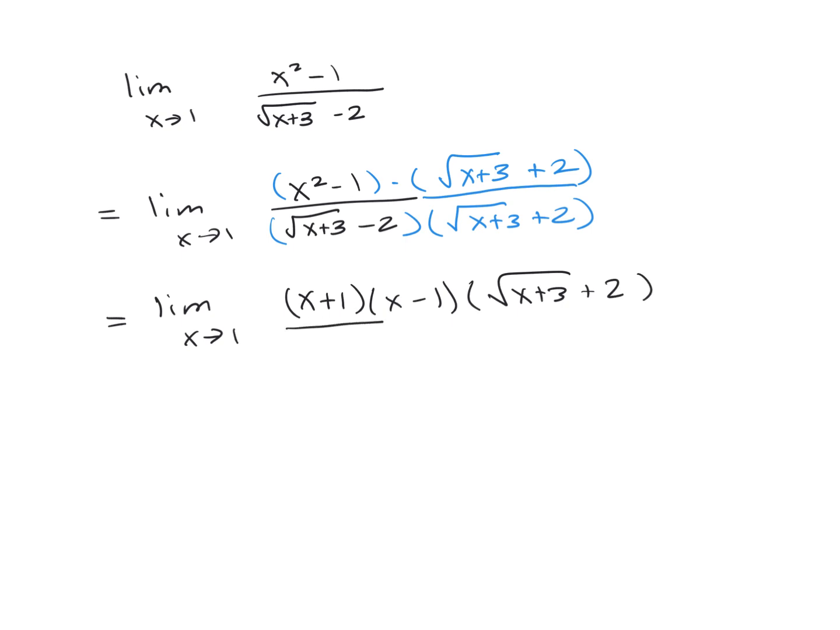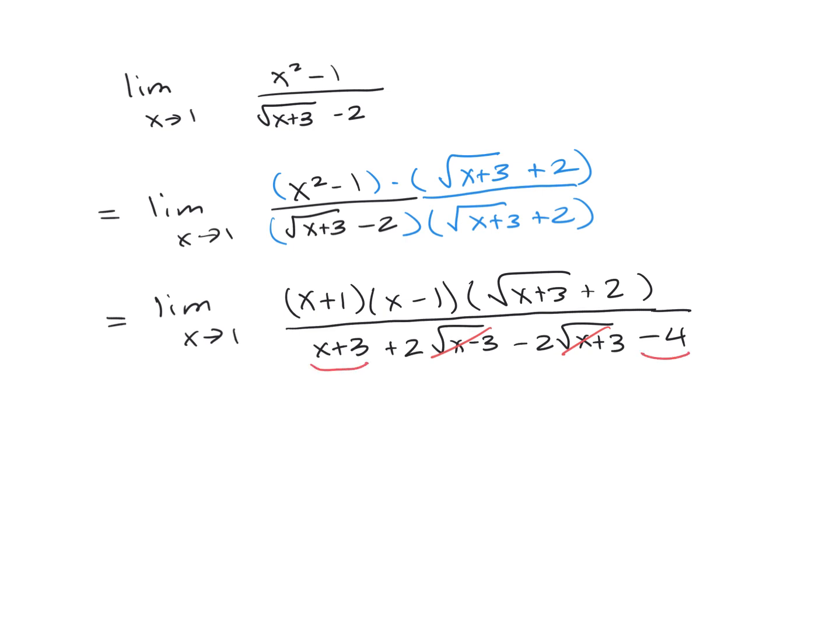And now we're going to selectively multiply out the bottom. So if we multiply the square root of x plus 3 times another square root of x plus 3, that just makes x plus 3. And then we have plus 2 square root of x plus 3 minus 2 square root of x plus 3, and then minus 4. And you'll notice that the middle terms always cancel. And we also notice that we've got an x plus 3 and a minus 4. We could combine that together to make simply x minus 1.